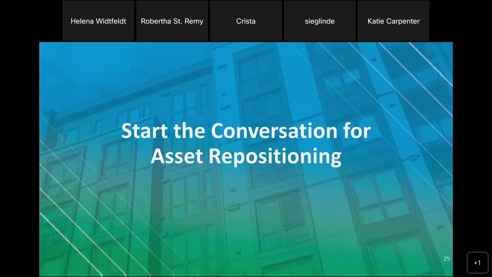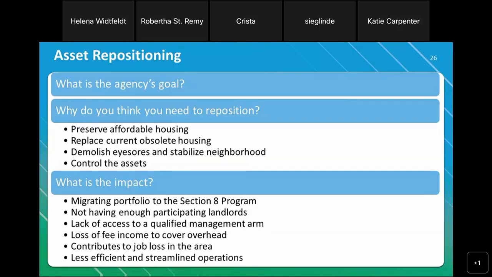So here we are. This is just a highlight on how we can start the conversation for asset repositioning. By all means, this is not a presentation on asset repositioning or its intended purpose. This is just talking about another avenue to address occupancy, of which the asset repositioning conversation is a tool. So we can't avoid it. So on the next slide, we begin on asset repositioning.